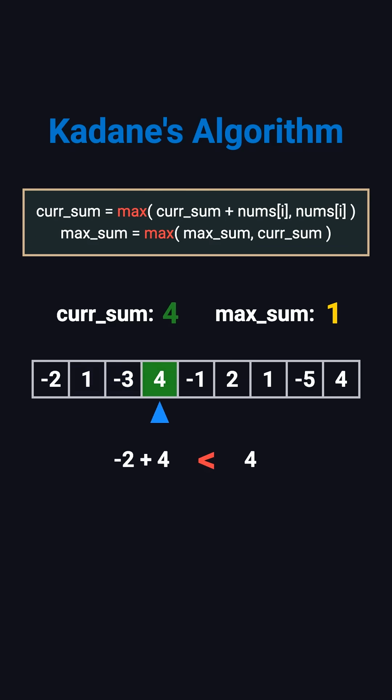We keep applying the same rule as we move forward. And by the time we reach the end, max sum holds the value 6, which is our final answer.